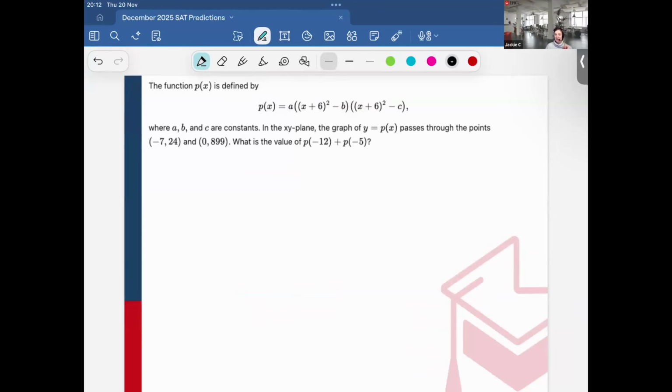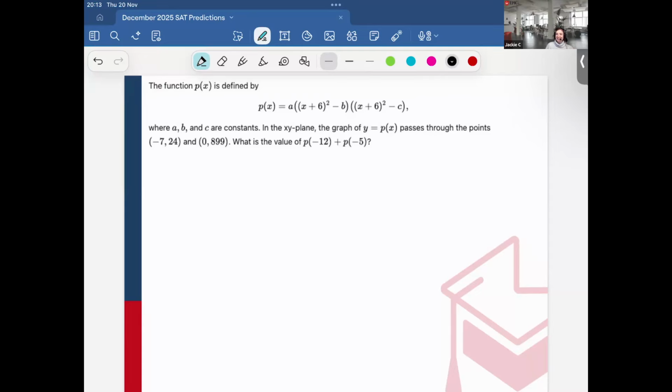So next up we have this one. Looks pretty crazy, but no worries, because guess what we can do again? Well, let's read it. It says the function p of x is defined as p of x is equal to a multiplied by x plus 6 squared minus b multiplied by x plus 6 squared minus c, where a and b and c are constants. In the xy plane, the graph of y equals p of x passes through the points negative 7, 24 and 0, 899. What is the value of p of negative 12 plus p of negative 5?